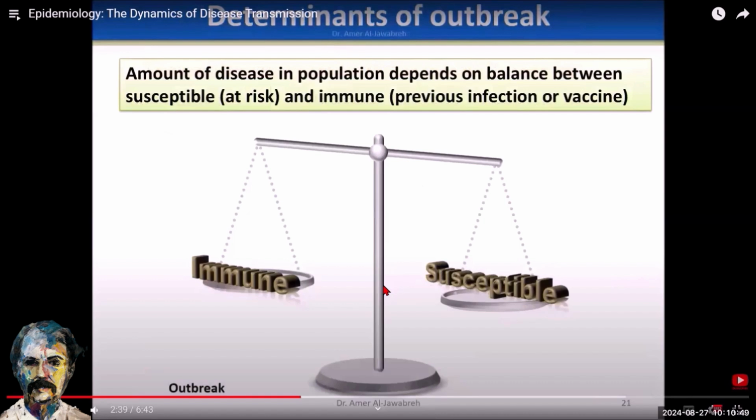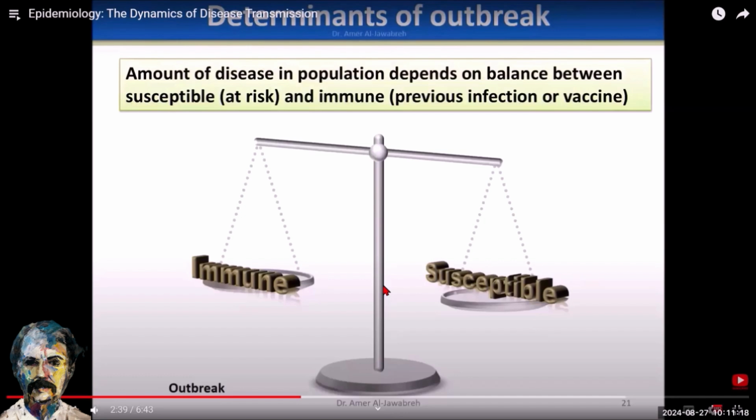How much you are susceptible: you don't have a vaccine, your immune system is low, you were never infected before, so you are susceptible. You are ready to take the disease. Or how much you are immune. Maybe you are young and your immune system is very strong, or you have been vaccinated, or you have been exposed to the disease before, so that when the disease comes next time, it's not that severe.